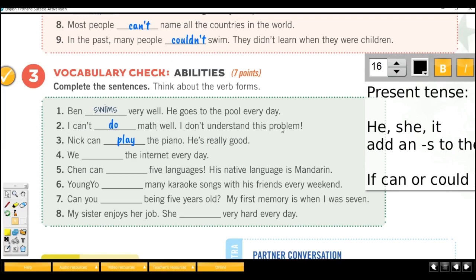I don't understand this problem. And this one, Nick can. So this one is he, she, he can, because it is can. There is no S. Nick can play the piano. Nick, he's really good. This one is we, the internet every day. Okay.